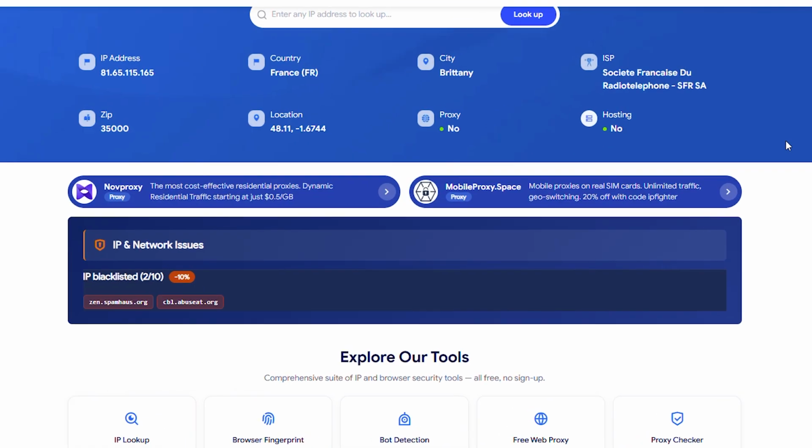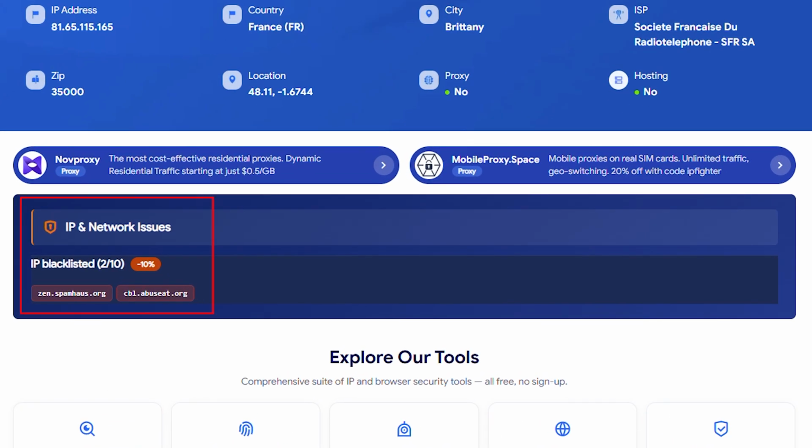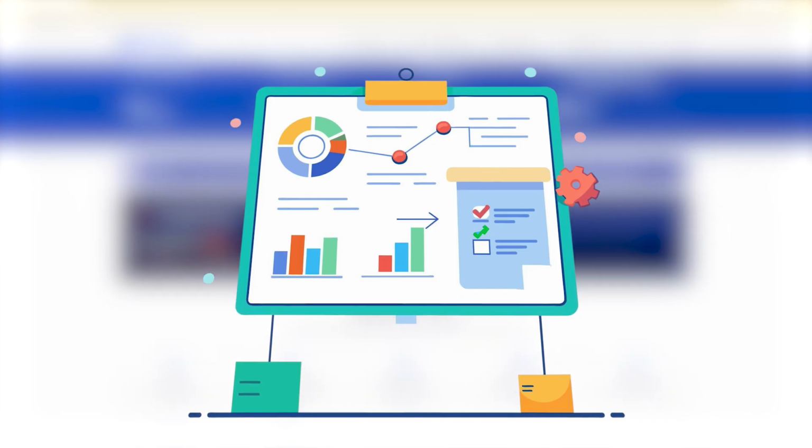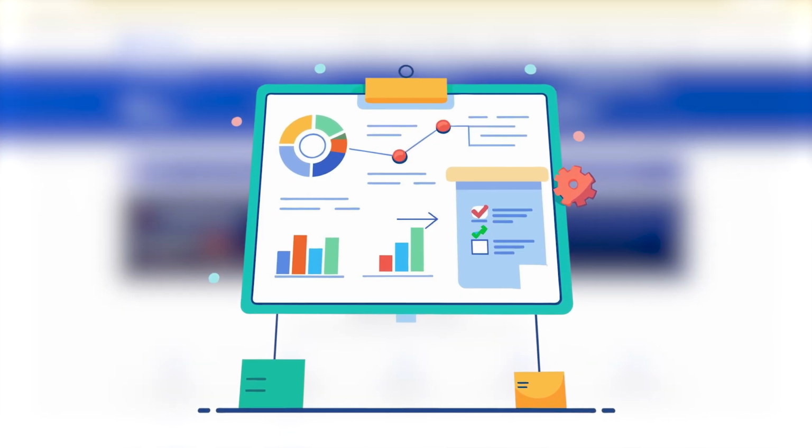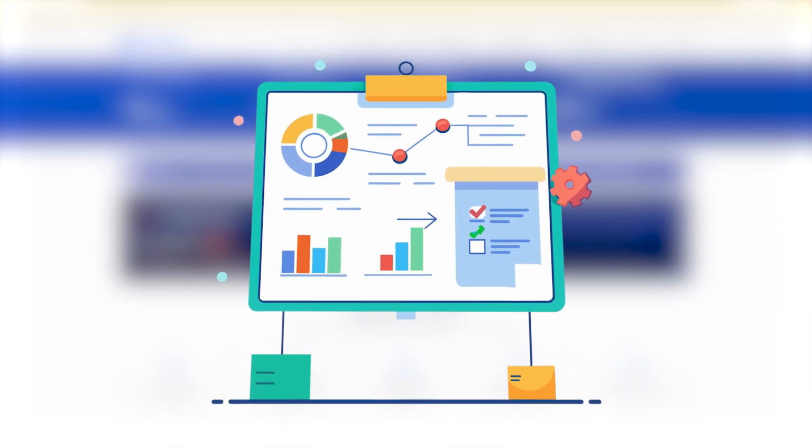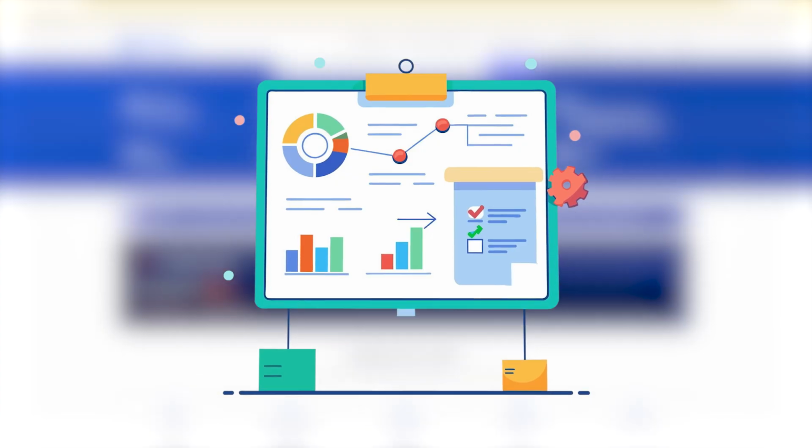And here we go. IPFighter shows that this IP is listed on blacklists from 2 out of 10 threat intelligence sources, resulting in a 10% deduction from the score. Specifically, the 2 sources are zen.spamhaus.org and cbl.abuseat.org. This is exactly how IP score details helps you understand why your IP doesn't receive a perfect score, rather than simply showing you a single overall number.